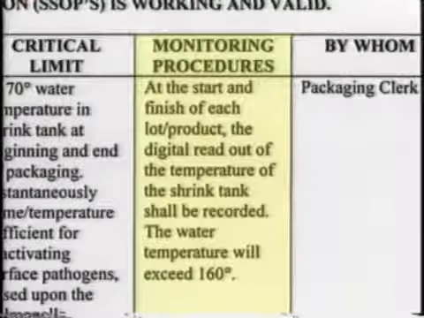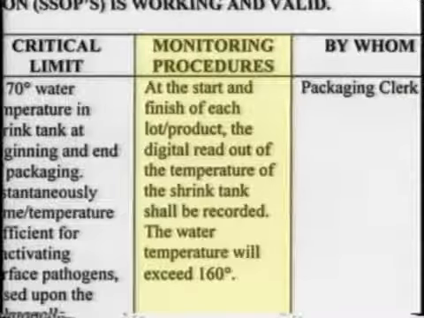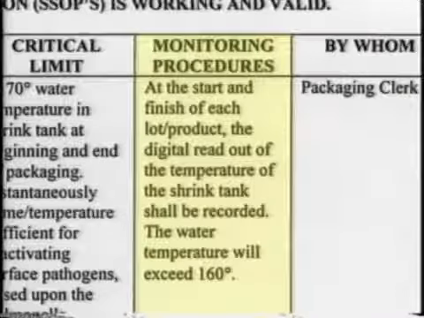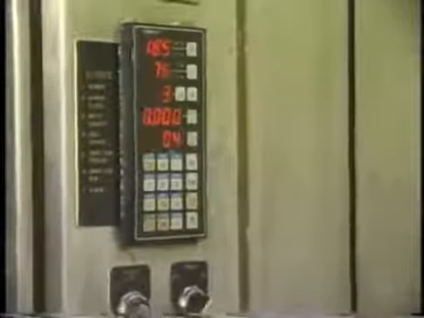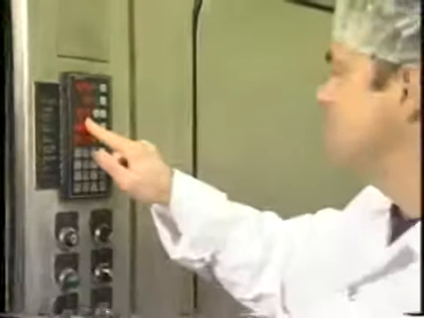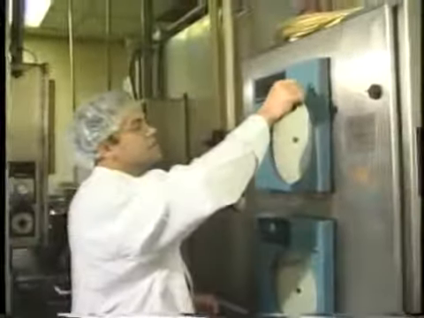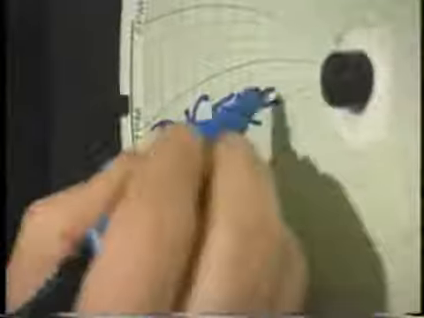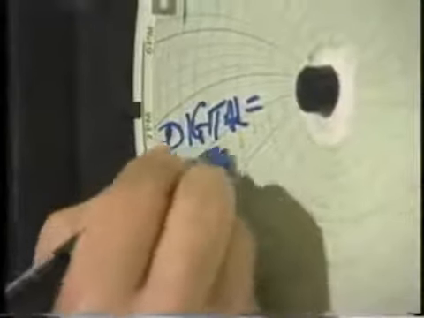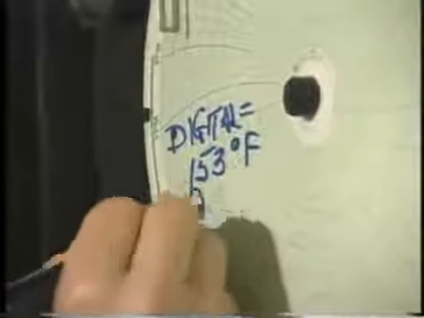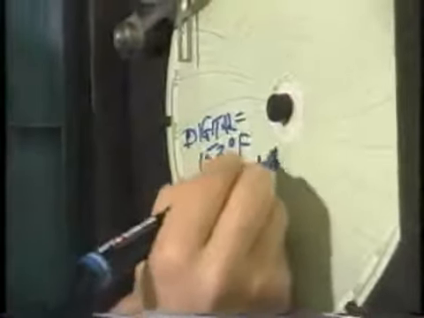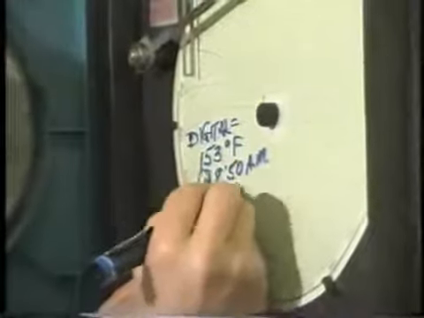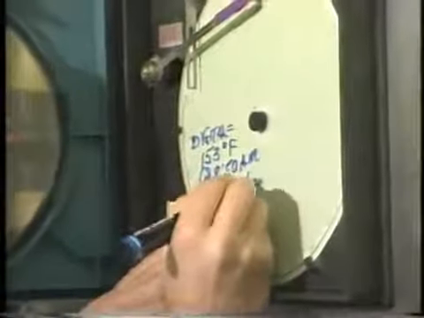Monitoring procedures for CCP2 involve monitoring the water temperature of the shrink tank at the beginning and end of the packaging process. To monitor CCP1, the smokehouse operator watches for the digital display on the front of the house to reach 153 degrees Fahrenheit. At this point, the employee compares the digital reading to the temperature indicated by the chart recorder on the side of the house and records the date, time, digital temperature, and initials the record, all on the same recording chart paper.